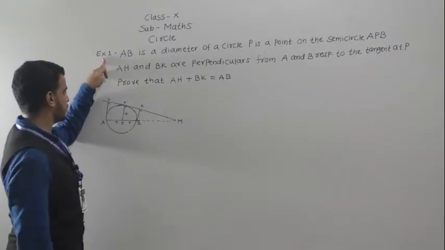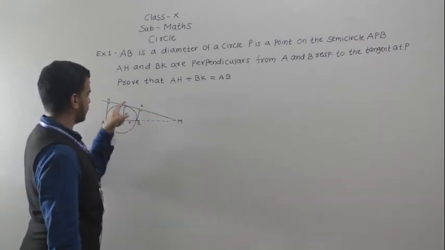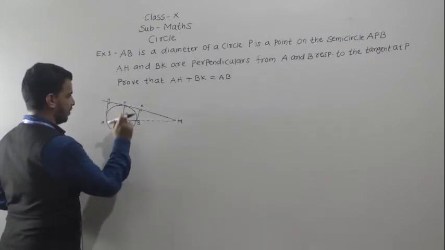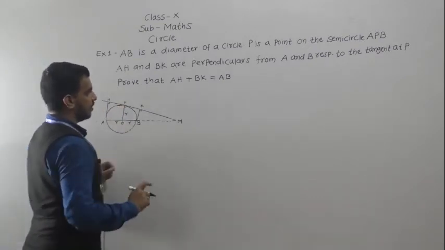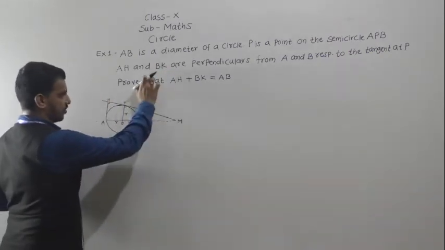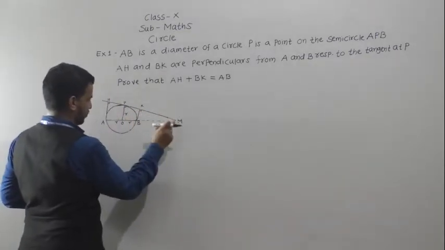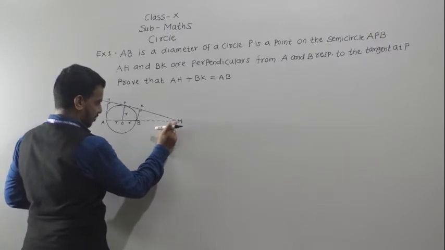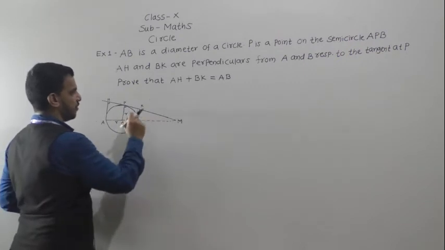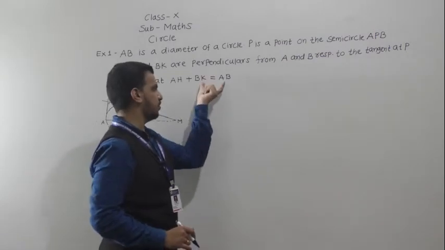Okay, first example: AB is a diameter of a circle. So here AB is a diameter of the circle, P is a point on the semicircle APB. So this is semicircle APB, P is a point on this semicircle. AH and BK are perpendiculars from A and B respectively to the tangent at P. So M is an external point and MP is a tangent. AH and BK are perpendiculars from A and B to this tangent. We have to show that AH plus BK is equal to AB.